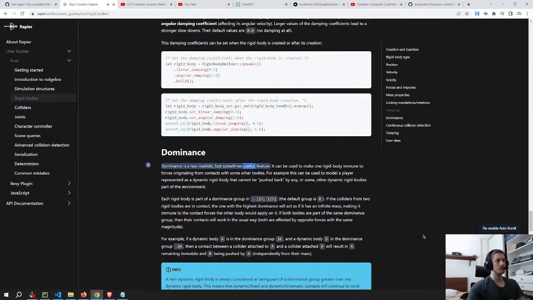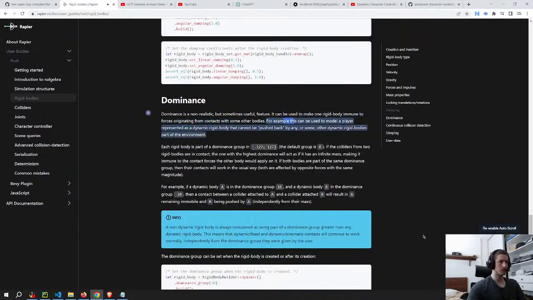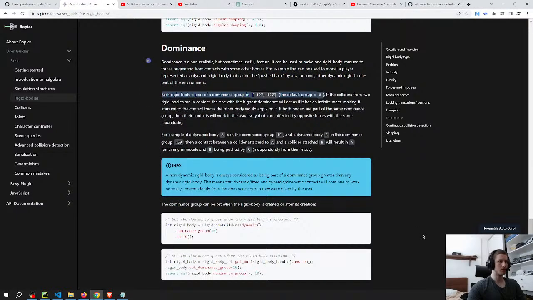Dominance is a non-realistic, but sometimes useful, feature. It can be used to make one rigid body immune to forces originating from contact with some other bodies. For example, this can be used to model a player represented as a dynamic rigid body that cannot be pushed back by any, or some, other dynamic rigid body part of the environment. Each rigid body is part of a dominance group n, from -127 to 127. The default group is 0.